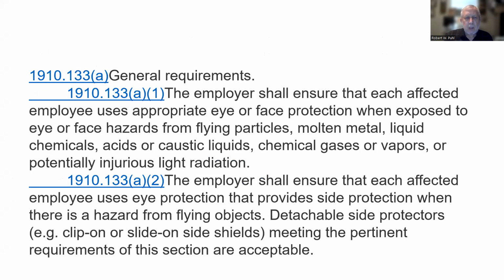So general requirements. The employer shall ensure that each affected employee uses appropriate eye or face protection when exposed to eye or face hazards from flying particles, molten metal, liquid chemicals, acids or caustic liquids, chemical gases or vapors, or potentially injurious light radiation. The employer shall ensure that each affected employee uses eye protection that provides side protection when there is a hazard from flying objects. Detachable side protectors, clip-on or slide-on side shields meeting the pertinent requirements of this section are acceptable.